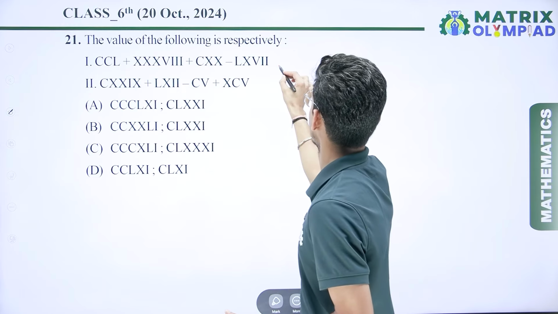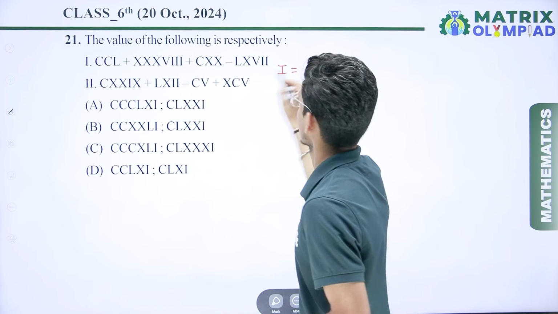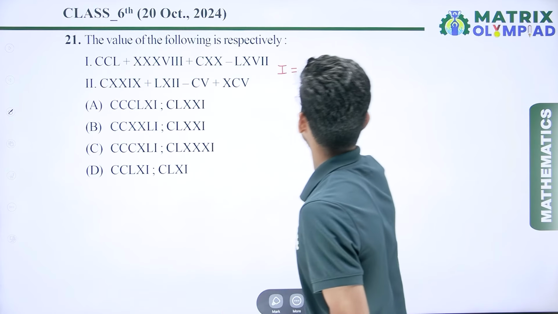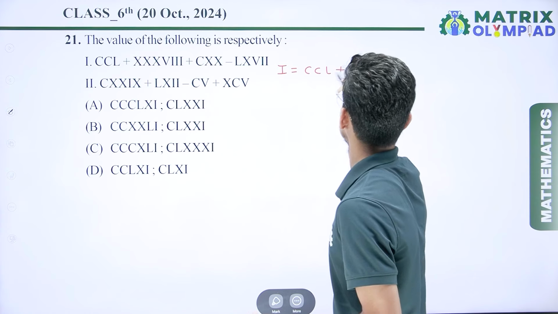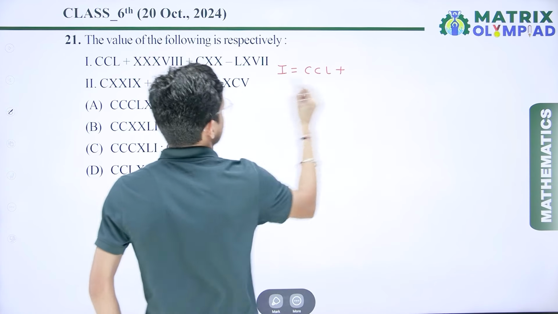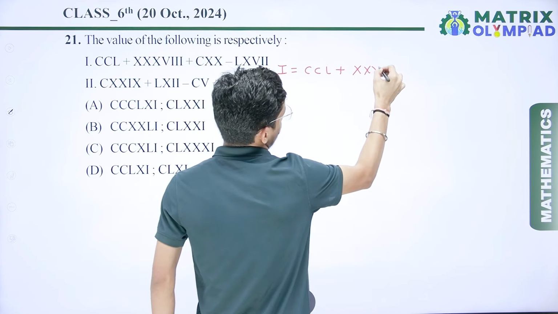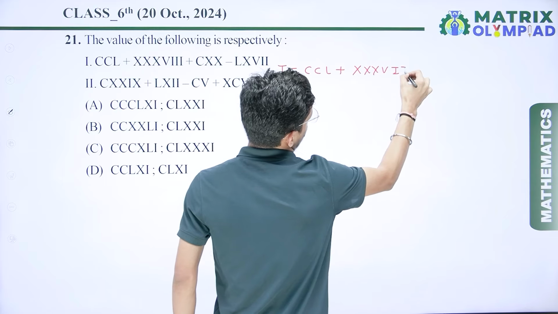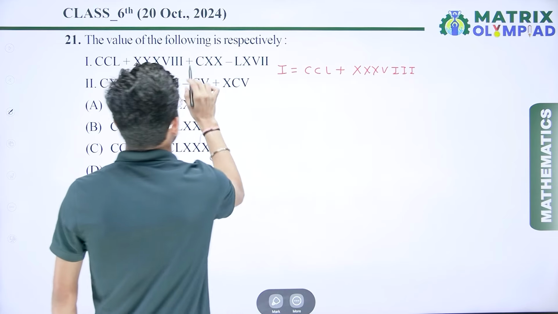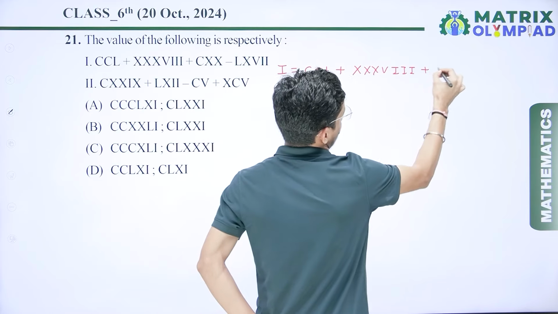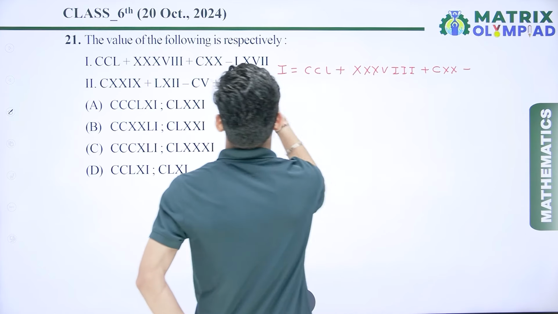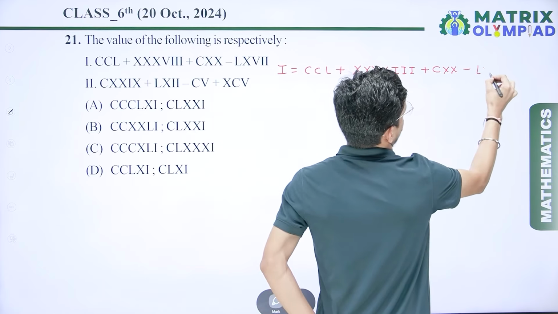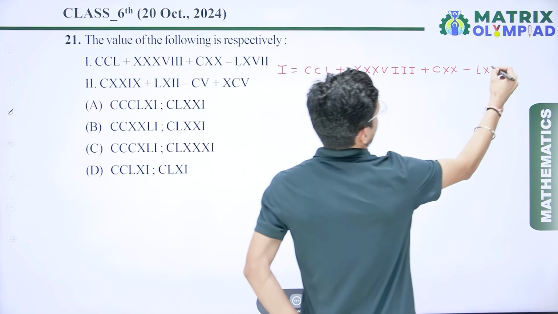So here we have given first that is CCL plus XXXVIII plus CXX minus LXVI.